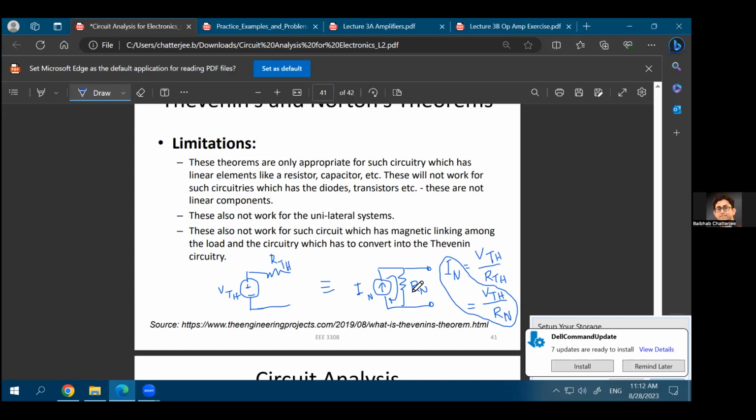So the Norton circuit and the Thevenin circuit are just duals of each other. It's just two sides of a coin. It's two different ways of looking at the same thing. It's not anything different. It's just the dual equivalent circuit of what we just learned now.